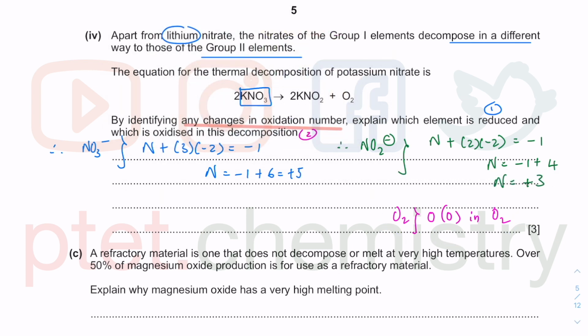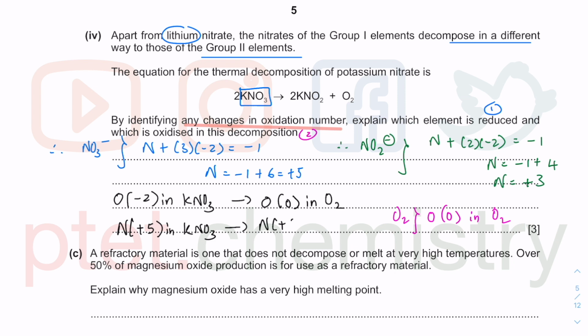So what we can see is we have oxygen minus 2 in KNO3. We have nitrogen plus 5 in KNO3. So this one, the oxygen minus 2 is going to oxygen 0 in O2. And this nitrogen plus 5 is going to nitrogen plus 3 in KNO2. This is an increase from minus 2 to 0. That is something you would call oxidation, an increase in oxidation number. And the next one, plus 5 going to plus 3. This is a decrease in oxidation number. This is called reduction there. Okay.